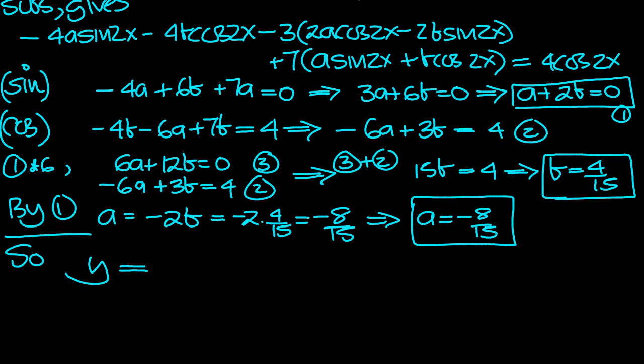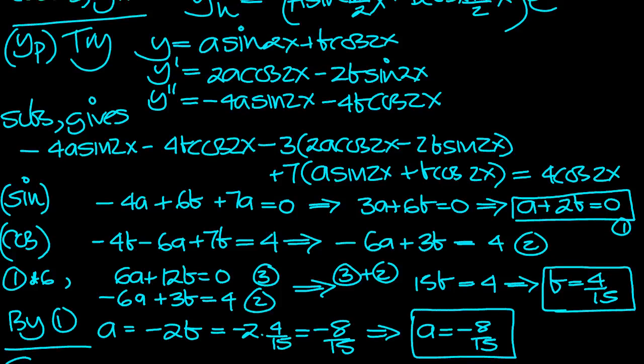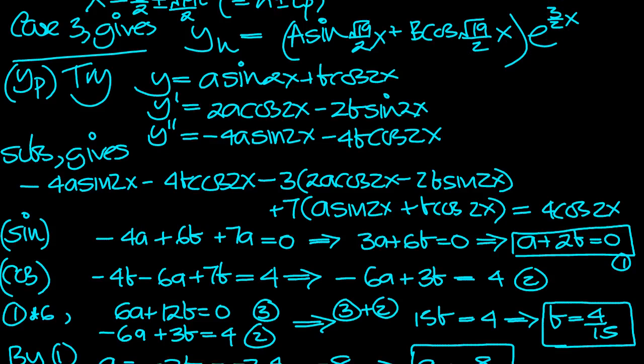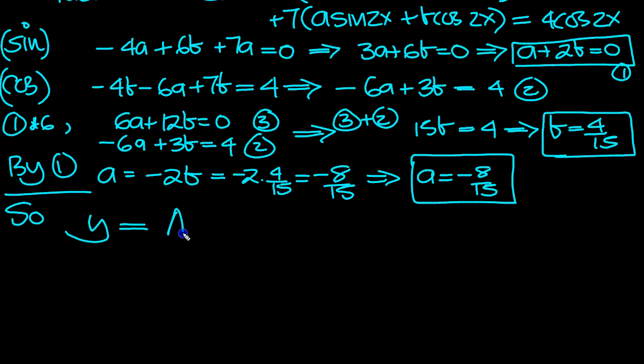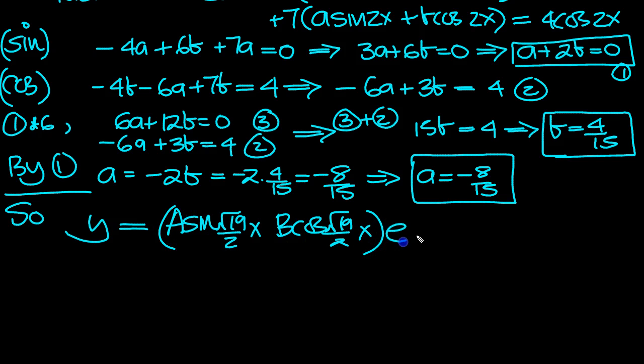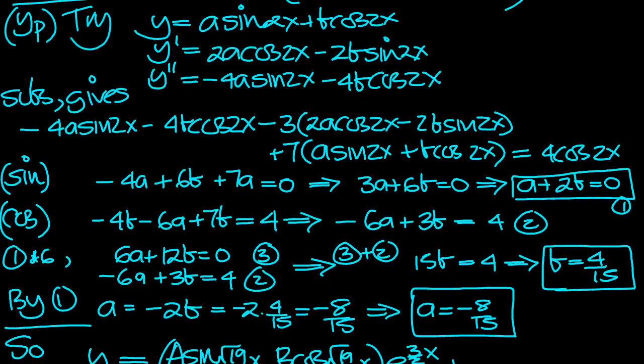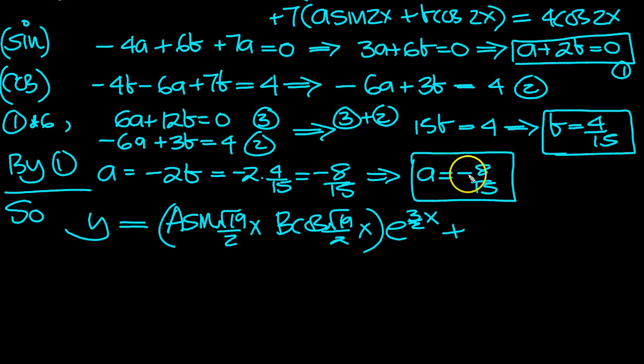y equals yh plus yp. So go back up. Let's find yh. Here it is here. Root 19/2 and 3/2 there. Yeah? So it's a sine root 19/2 x plus b cos root 19/2 x, and it was 3/2, e to the 3/2 times x. That was the yh plus yp. And the yp, let me just get that now for a moment. yp was a sine 2x plus b cos 2x. So it's plus a, which is minus 8/15.